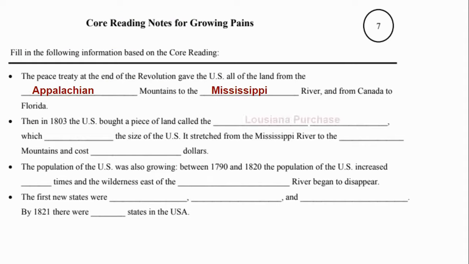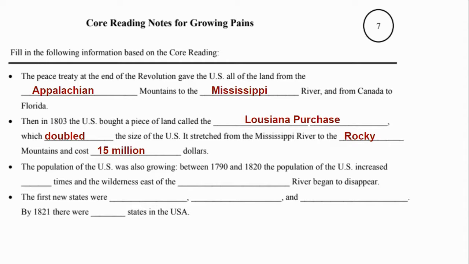Another growth spurt for America happens a few years later in 1803 with this chunk of land called the Louisiana Purchase. We'll see it on a map in a minute, which again doubles the size of the United States. It stretches from the Mississippi River all the way to the Rocky Mountains. It costs us about $15 million. That sounds like a lot of money, but it was actually just a few pennies an acre.